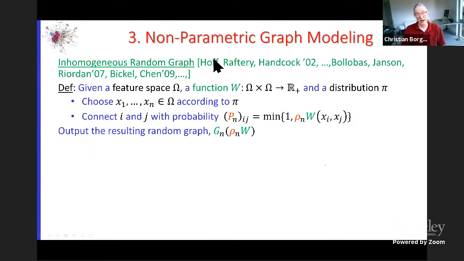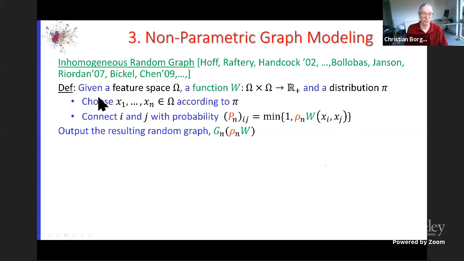So now let's switch to network modeling. That originally goes back to the social science Dutch community. Holland, Laskey, and Leinhardt invented the model I'm giving you here. So how does this model work?